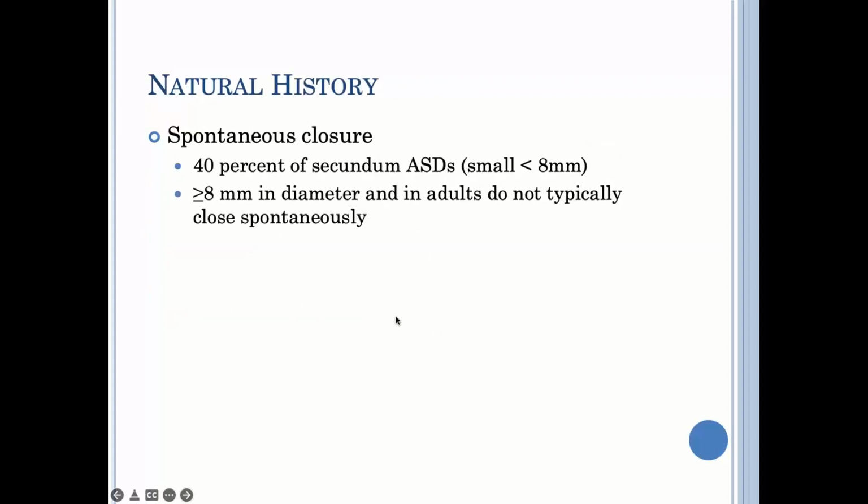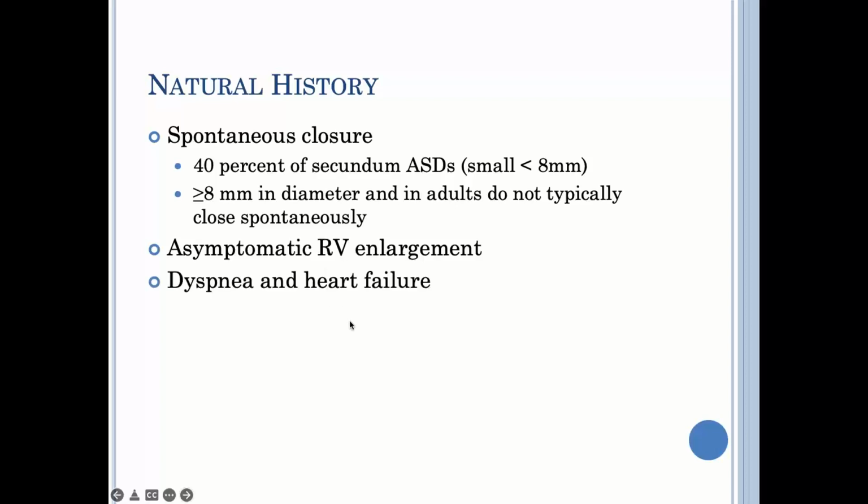Atrial fibrillation is the most common atrial arrhythmia, but other arrhythmias like supraventricular tachycardias, atrial flutter can also develop in these patients. And in terms of the natural history, there is quite a broad range of how these patients can present. So they may have spontaneous closure that can, for example, happen in small ASDs, about 40% of them, usually in children. But if the ASD size is more than 8 millimeters and it's discovered in adults, it's less likely that it's going to spontaneously close. Other things like asymptomatic RV enlargement, consistent with that right-sided overload, and dyspnea and heart failure that I mentioned could also develop.